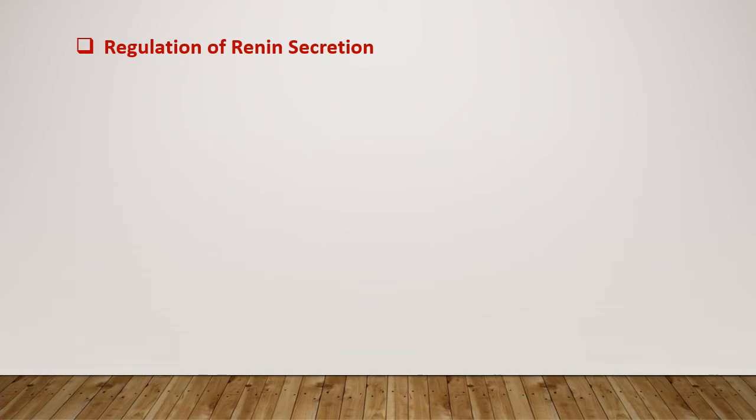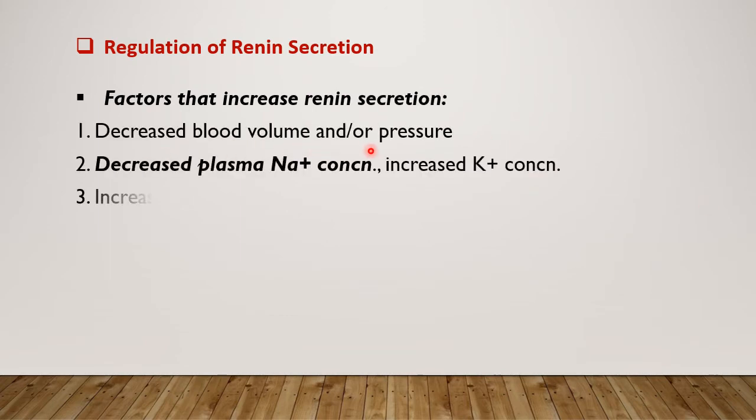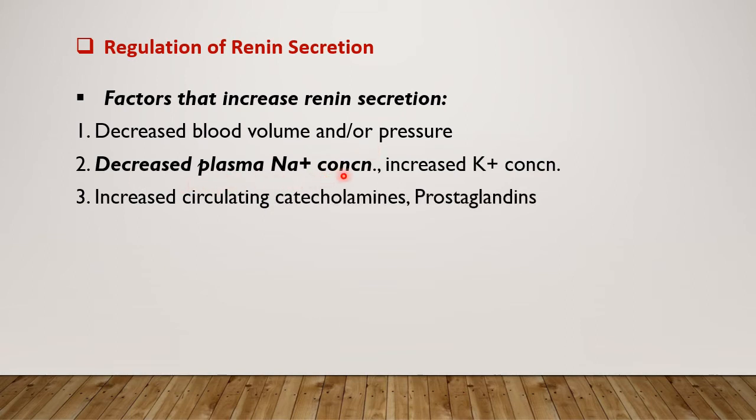Now the regulation of renin, that means when it will be increased or decreased. The factors that increase renin secretion include decreased blood volume and blood pressure, decreased plasma sodium concentration, that is hyponatremia, or increased potassium concentration, that is hyperkalemia, and certain catecholamines, and also prostaglandins. So hypovolemia, hypotension, hyponatremia, hyperkalemia, all of them increase renin secretion.